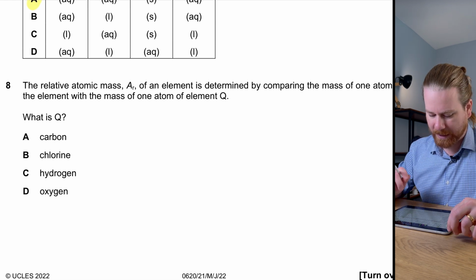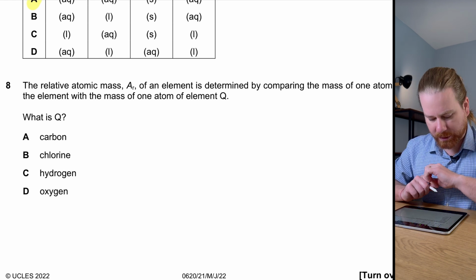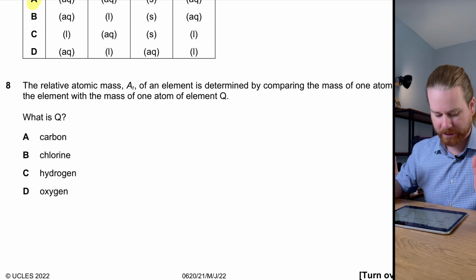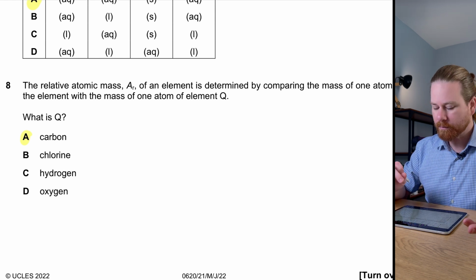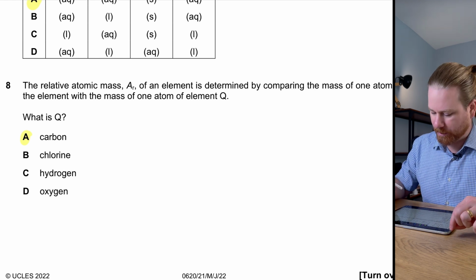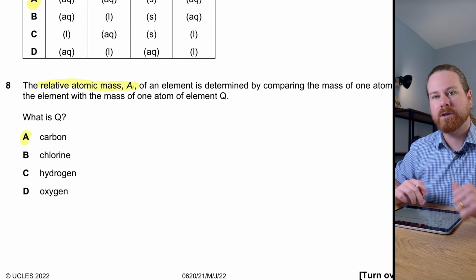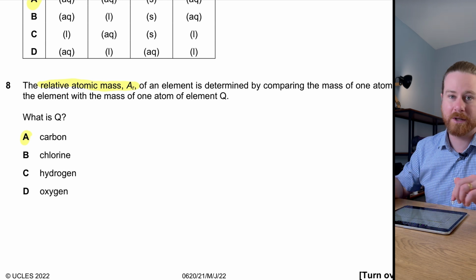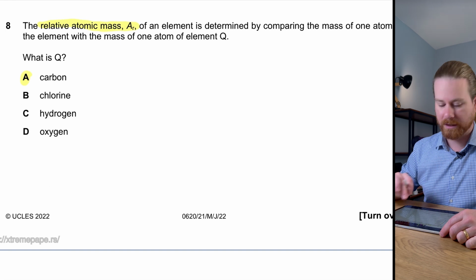Okay, the relative atomic mass of an element is determined by comparing the mass of one atom of an element with the mass of one atom of element Q. Which one is it? Well, they're all compared to carbon. So this is just something you need to know. Everything is compared to carbon-12. All of the atomic masses are just compared to carbon-12. So it is to do with the definition of relative atomic mass. You might have been asked this in the paper before, like what is everything compared to, and then you have to write it down. Or we have it here as a multiple choice question. So remember it is carbon, or more specifically carbon-12.